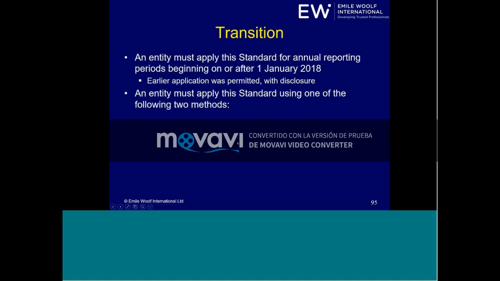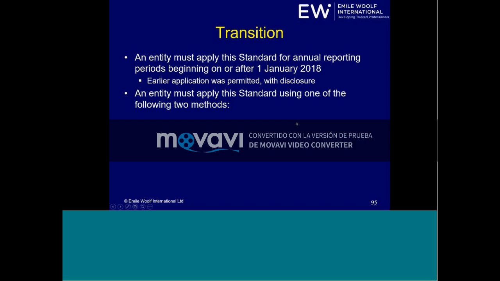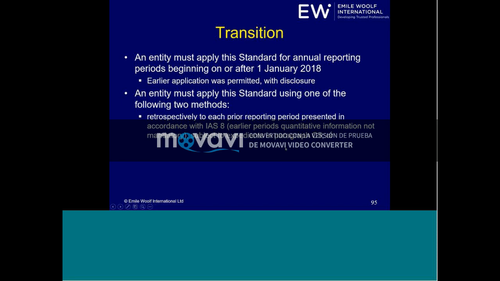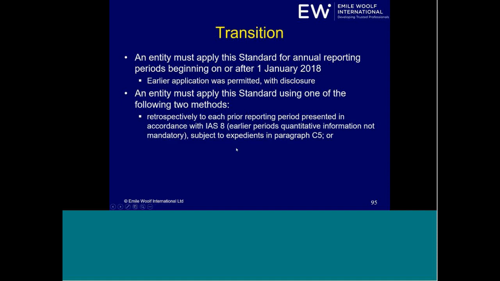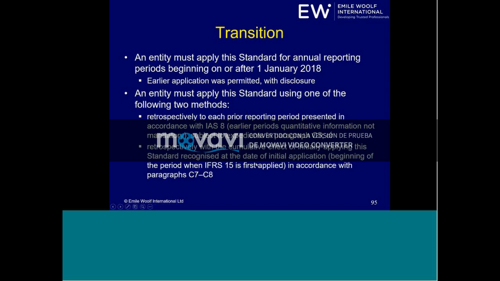So there are two methods, either a full retrospective restatement or prior period restatement described in IAS 8, with the practical expedients that are described in paragraph C5, or retro, but at the beginning of this year, 1st of January 18, with a cash statement at the beginning of the previous year, or retro, so as if it's always been done this way, but the catch-up at the beginning of this current year.